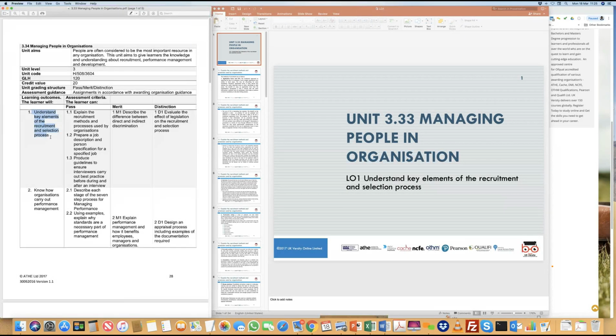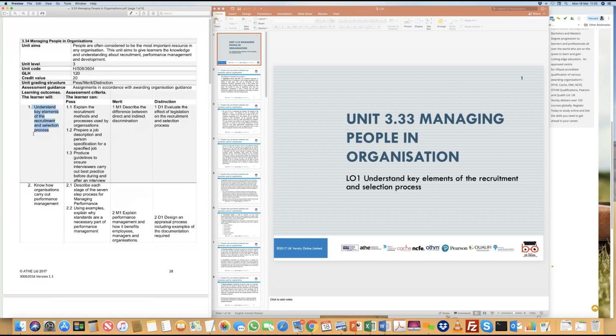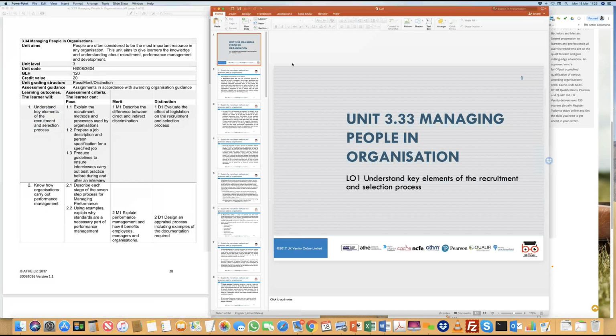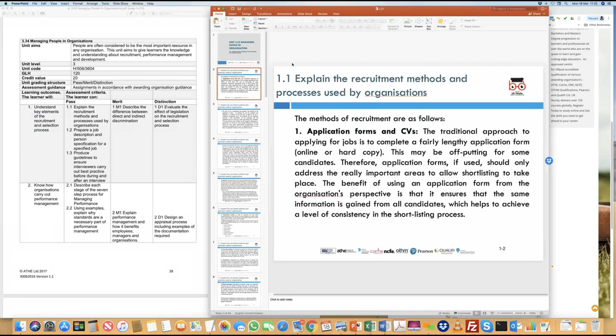In the first one, we are going to be studying one of the main activities which a HR person, or somebody who works as a human resources manager, does, which is to understand the process of how recruitment and selection is done within an organization. Is that okay? Let's look briefly at a few slides. Some of these slides are quite detailed, but I'm just going to give you some idea.